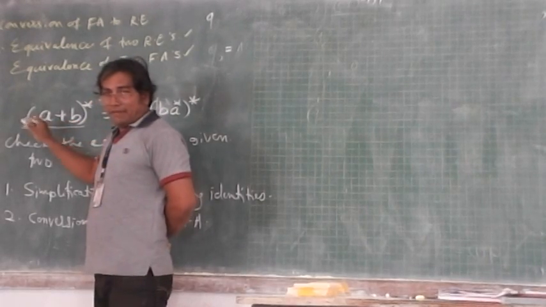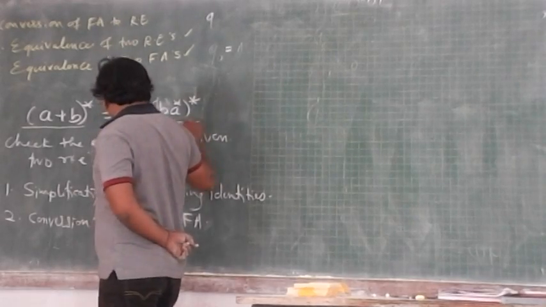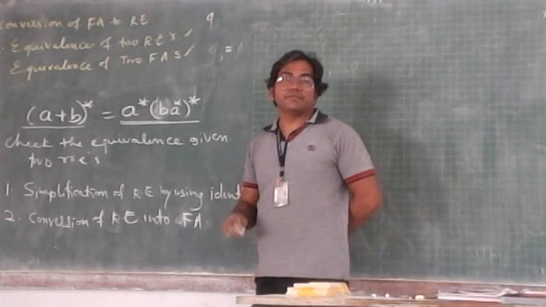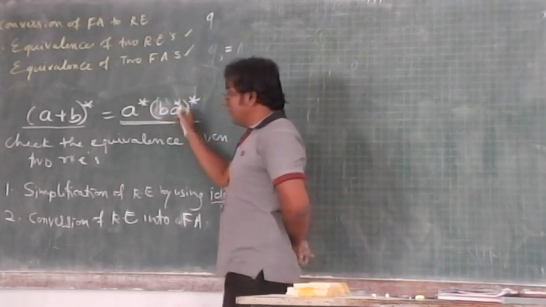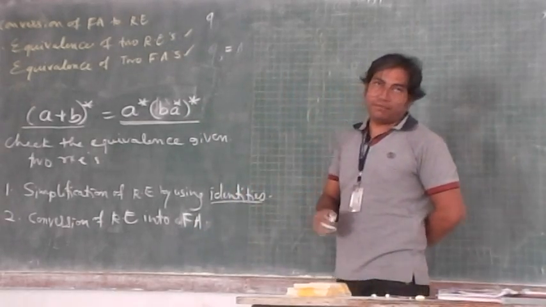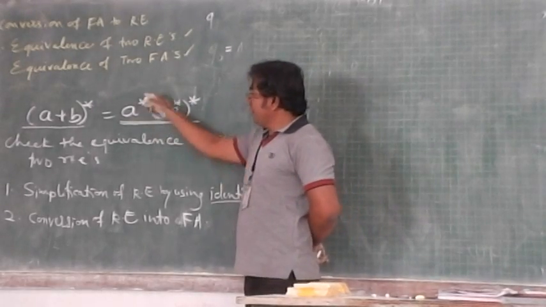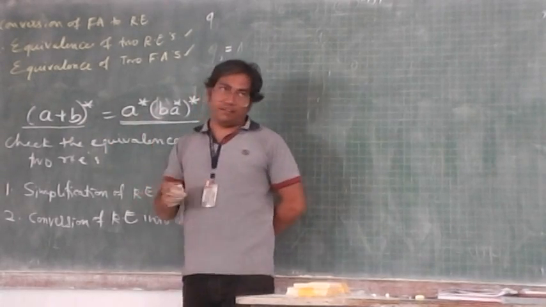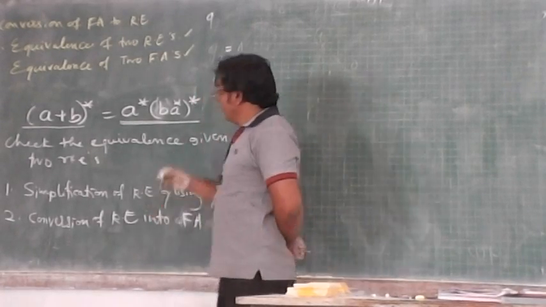This left hand side of the regular expression is already in the simplified form. Only the right hand side is to be simplified. So by applying these identities, can I simplify this particular right hand side, so that I can get the equivalent of the left hand side? If you simplify this to this form, in that case you can say that these two regular expressions are equivalent. Let us try.